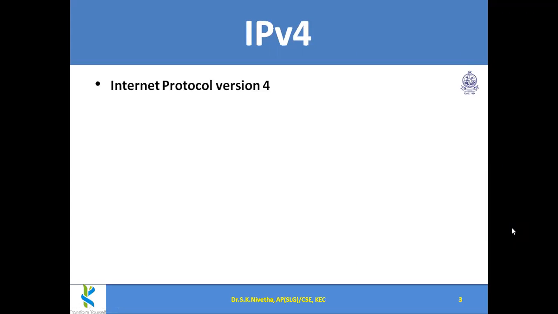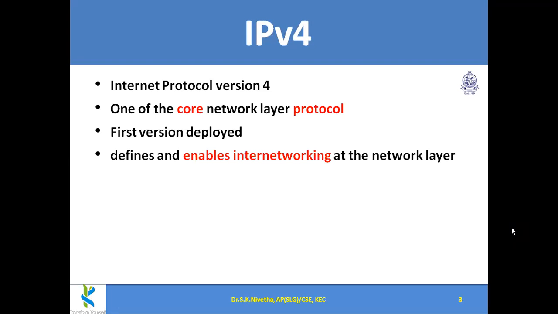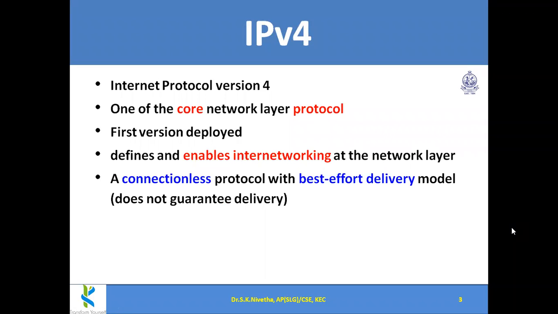So IP version 4 is Internet Protocol version 4, and it is one of the network layer protocols. This is the first version deployed, the first version that is deployed for wide use. It enables internetworking at the network layer, and it is a connectionless protocol. It doesn't provide any guarantee for its delivery. It tries its best, so it is a best effort delivery model.